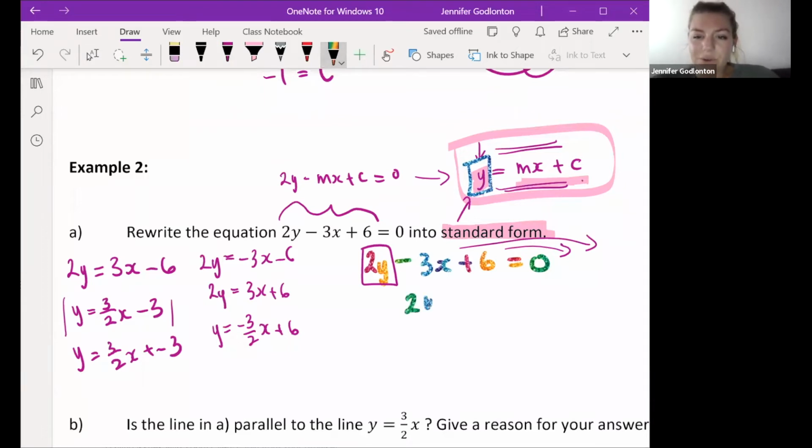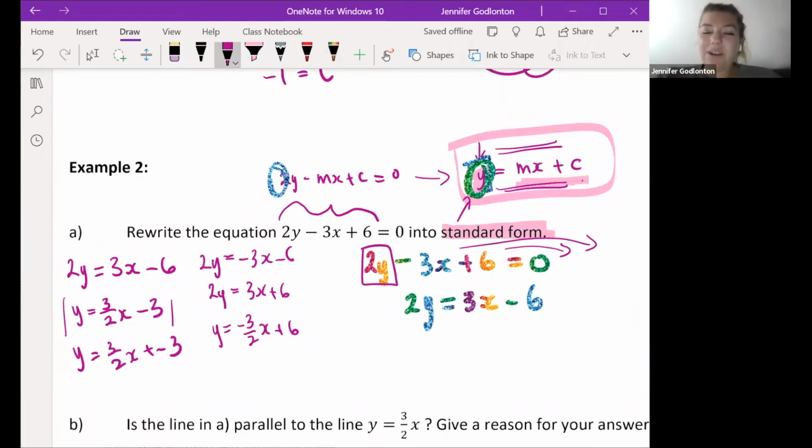So we're going to have 2y is equal to, now when it moves over, it's going to change sign. So it's going to be equal to 3x minus 6. Okay, so that's our first step. If you got there, that's a really good first step. But I don't want 2y, I want y. I want that y to be alone.